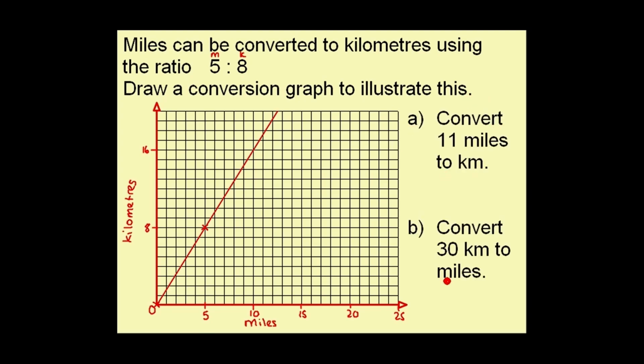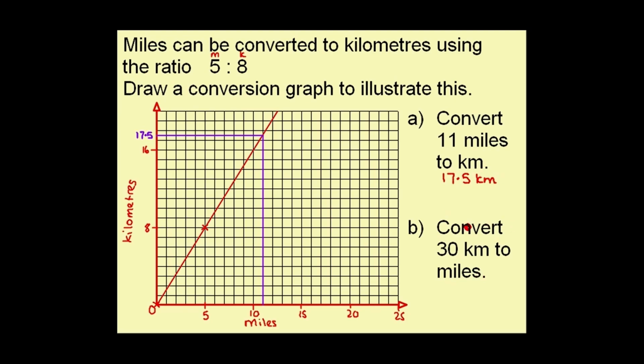Now I've got 2 questions here that I can use my conversion graph to help me with. I want to convert 11 miles to kilometres, so I find 11 on the miles axis. That's here. I draw a line straight up until I meet my conversion graph. Once I meet the graph, I then go straight across to the kilometres axis. And I now need to read off how many kilometres this is. I know this is 16, so this would be 17 here, so this is 17.5. So the answer is 17.5 kilometres.